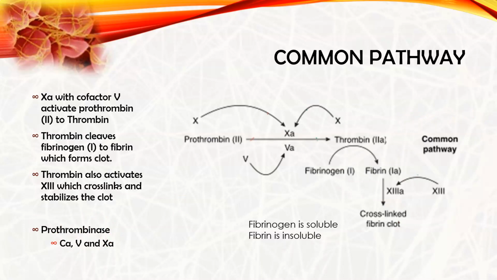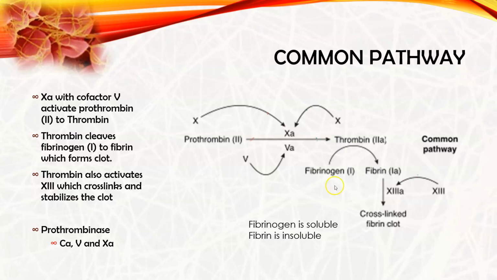So here we have the common pathway. And remember, we have our intrinsic coming down here, activating 10 to 10A, and we have our extrinsic coming down this way, activating 10 to 10A. So 10A, in conjunction with 5, cleaves prothrombin into thrombin. Now, thrombin does a whole bunch of things, but the thing we're looking at right now is that its primary job is to cleave fibrinogen.